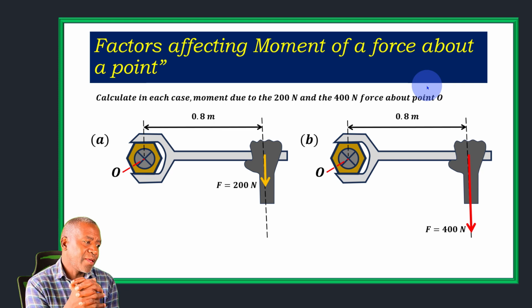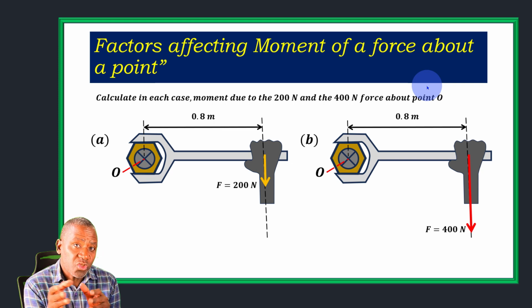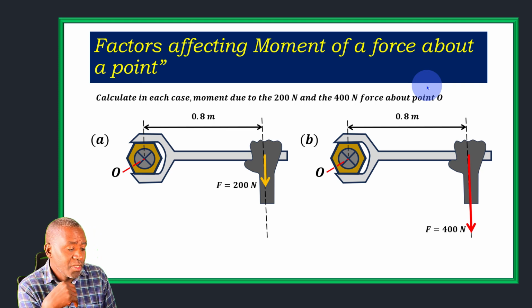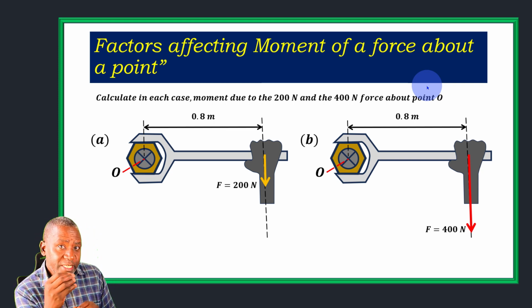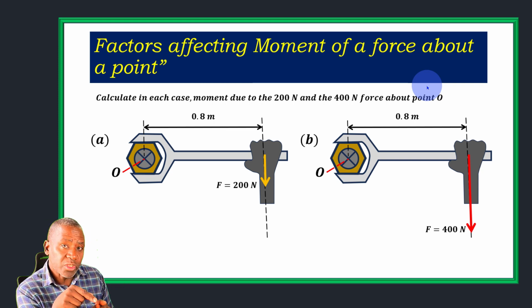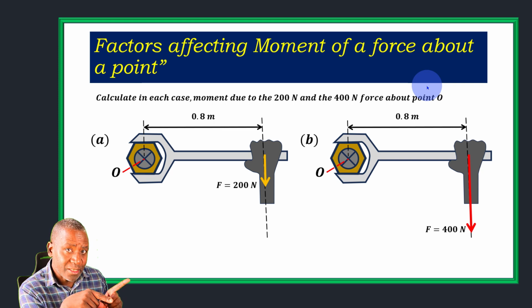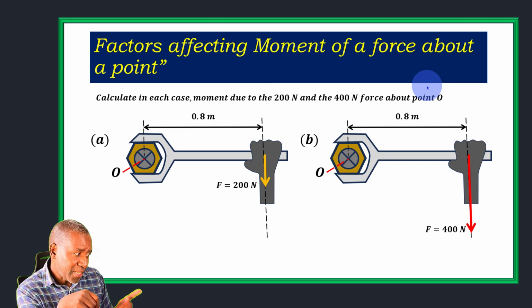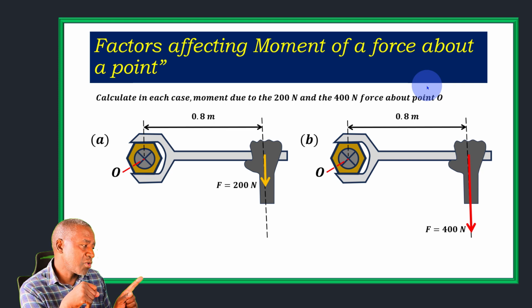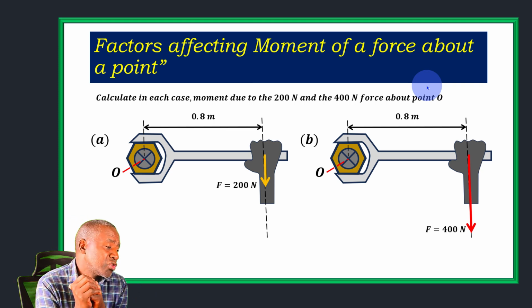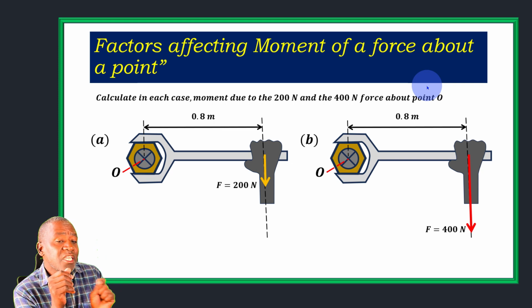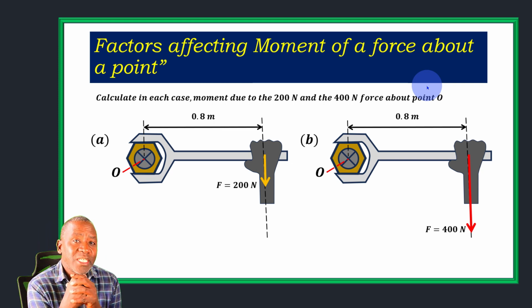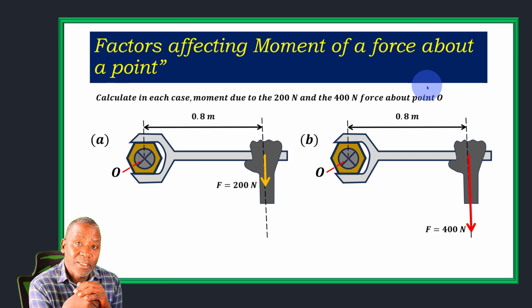So observe here that when the force is doubled, the moment doubles also. It's just like distance. When the distance doubled, the moment doubled. In this case, the force has doubled while distance is kept constant. And you realize that in part A, the moment due to the 200 Newton force about point O is 160 Newton meters clockwise, while in B, it is 320. 320 is double 160. Okay?